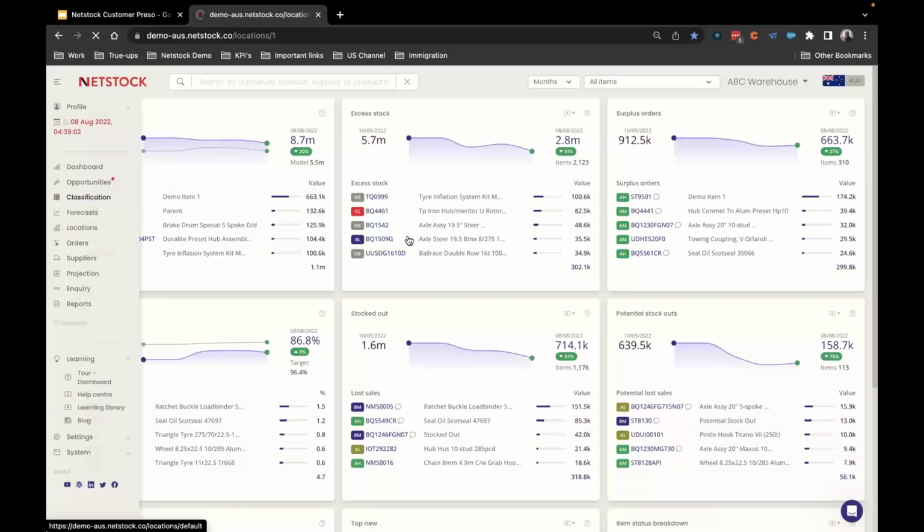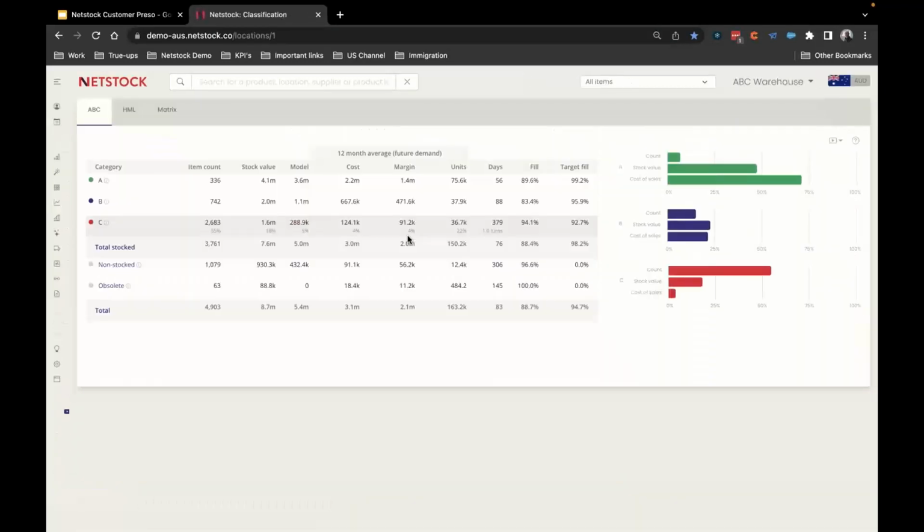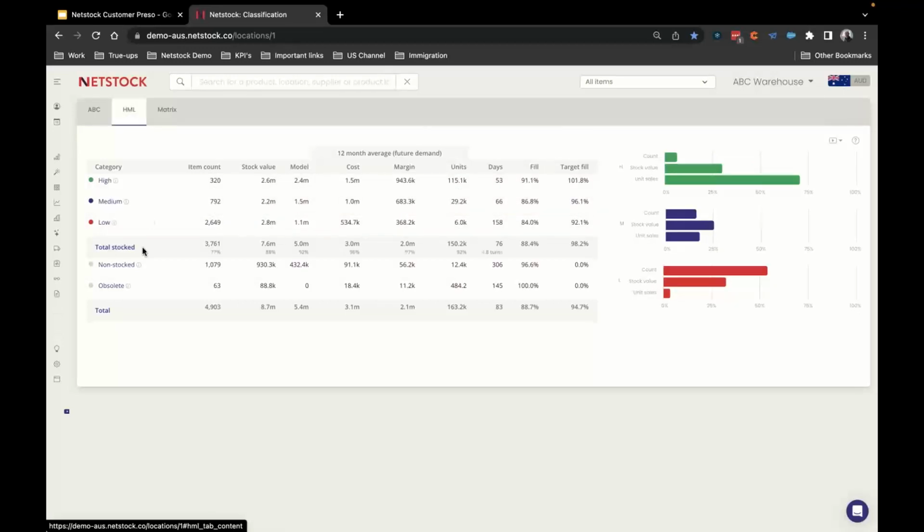So if we go to classifications, the idea behind classification is really to classify items and understand where to focus your investment. So we're going to do an ABC, which is based on value contribution, where A is the top value contributors. 80% of my value is coming out of the A, let's say 16% in B, and the last 4% in C. And then high, medium, low based on velocity sales.